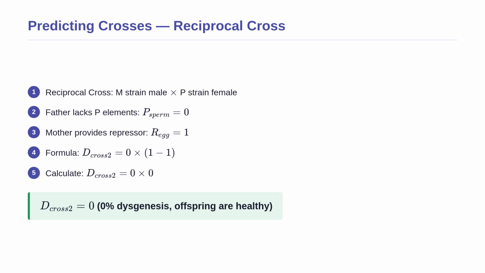Plugging these into our formula, we get 0 times the quantity 1 minus 1. This simplifies to 0 times 0. The final answer is 0, meaning absolutely 0% of the offspring will experience dysgenesis. Physically, this proves that the maternal repressor completely protects the genome. It shows exactly how maternal cytoplasm controls the stability of these jumping genes, keeping the offspring perfectly healthy.